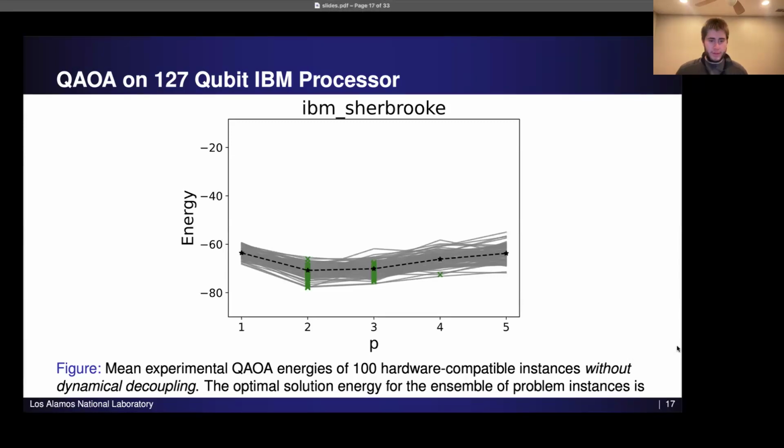Okay, and now here's a very similar plot, but now it's on a different processor. The last one was on IBM Brisbane. This one is on IBM Sherbrooke. This is, again, mean QAOA energies for this ensemble of 100 problem instances. These are the same problem instances as the previous plot. And we can see that the aggregate of where the green ticks are is roughly at P = 2 or P = 3. So that's roughly where the peak of performance is on these devices.